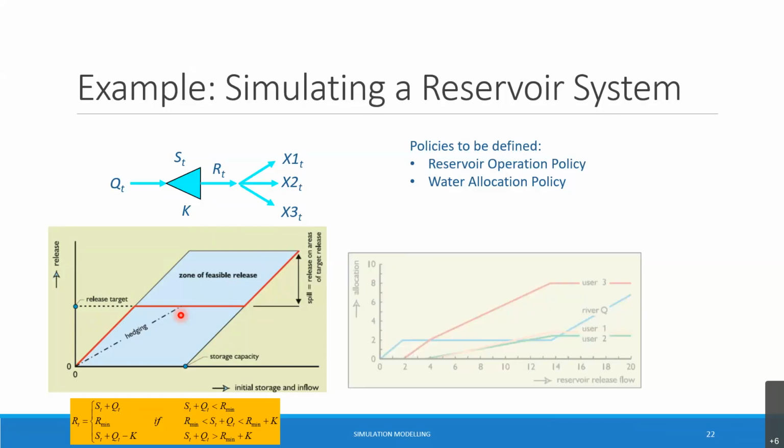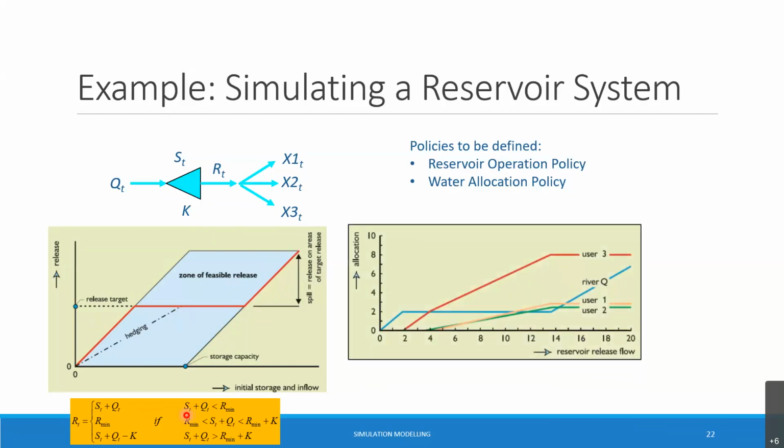Okay, so similarly, I may have some kind of allocation policy, like how much water. For example, some minimum release has to be done in the river. Some water has to be always in the river. So the blue line represents how much you are releasing into the river downstream, and the different lines, user 1 is the yellow line, this line is user 2, this is user 3. So maybe you define some policy based on some means. I'm not going into details here.